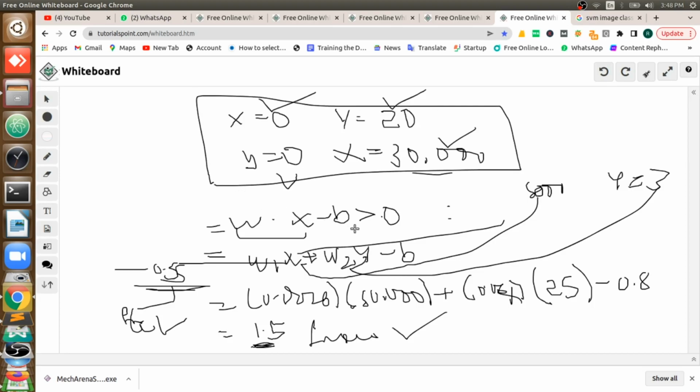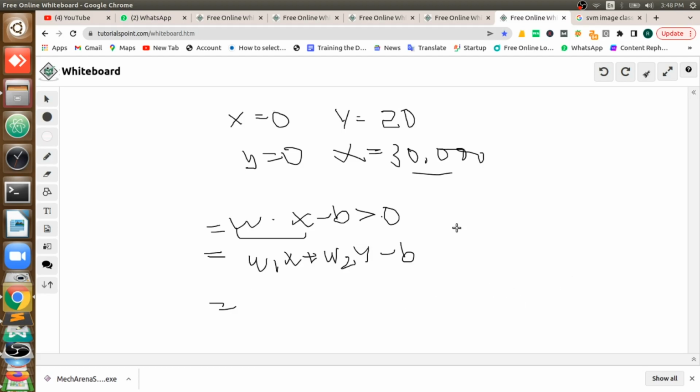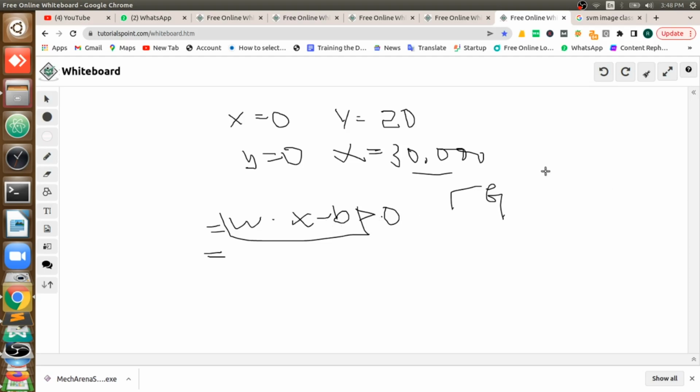But what if a new point is given to you? Now you are asked to classify which class that belongs to. So for that, what is the condition that we know? If w dot x minus b is less than 0, it is the negative class, the lower class, that is good. Or if w dot x minus b is greater than 0, it's fraud. If it's less than 0, it's good. So we need to check it.